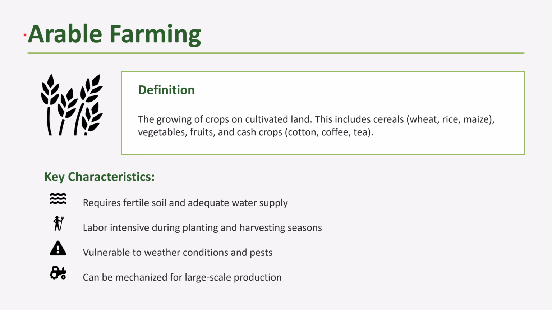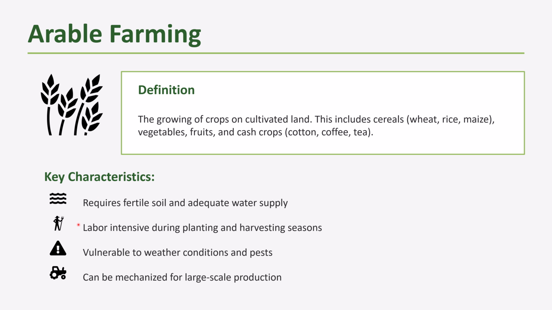Now let's take a closer look at arable farming. By definition, this refers to the growing of crops on cultivated land. This includes cereals, wheat, rice, maize, vegetables, fruit, and cash crops: cotton, coffee, tea. There are four main characteristics we need to remember for our exams regarding this farming type.